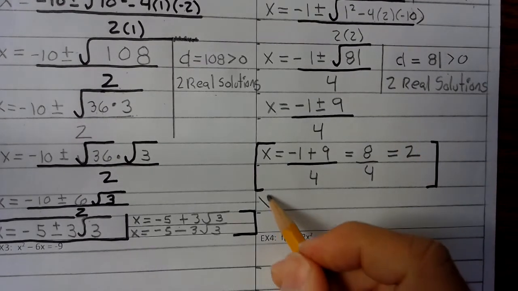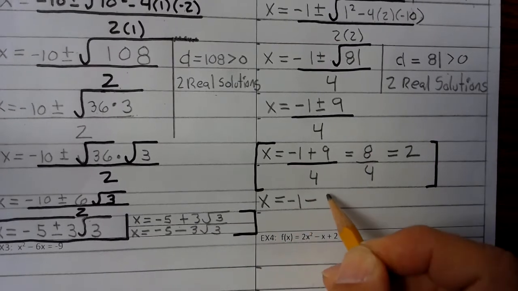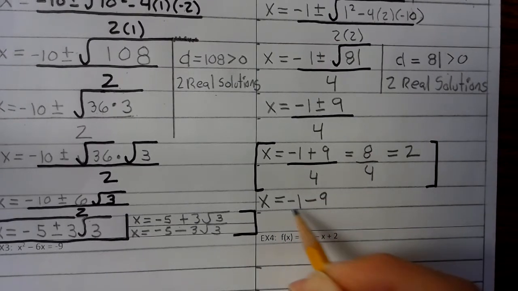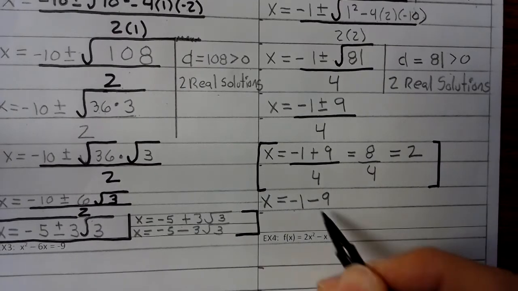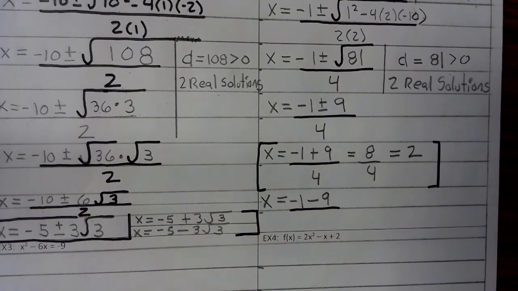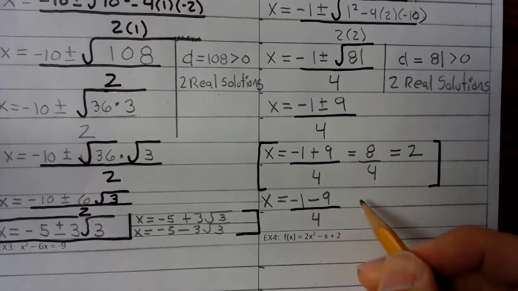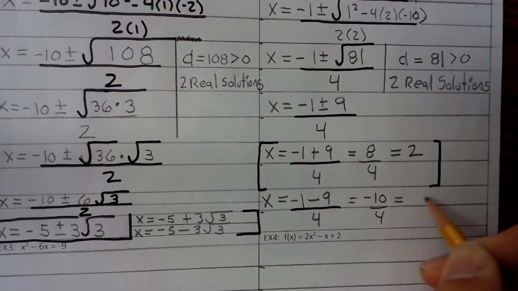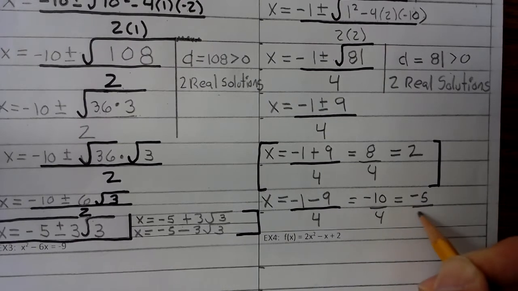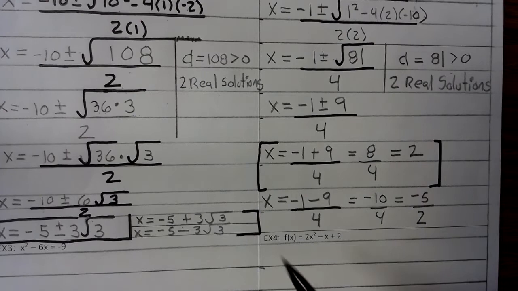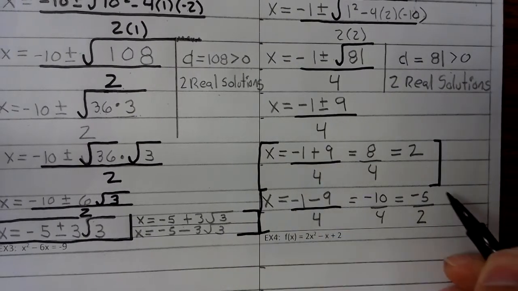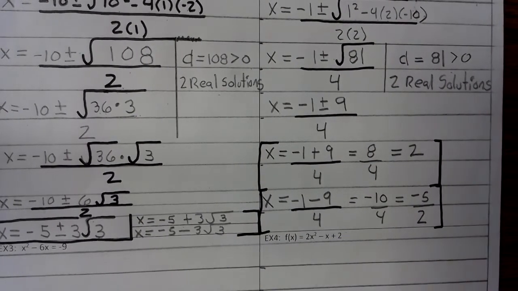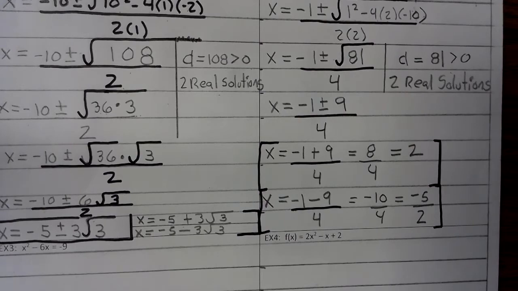We also need to do x equals negative 1 minus 9 divided by 4, which is negative 10 divided by 4, which we know reduces to negative 5 divided by 2. So there's our 2 real solutions. Okay, go and finish up example 2.